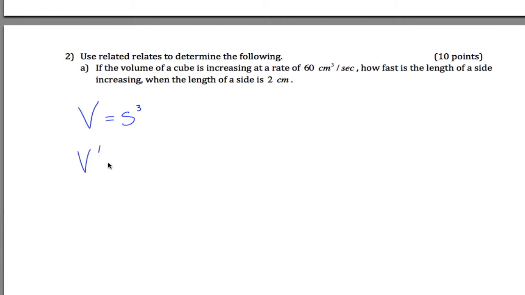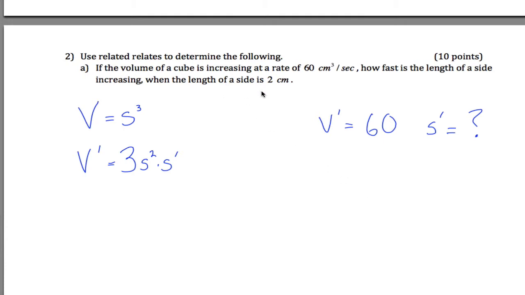The derivative of v would be v prime. The derivative of s cubed is, careful here, we'll have to use the chain rule. Taking care of the cubed part, I get 3s squared, but then I'm not done. I have to multiply that by s prime. This is the relationship for which I'll have to plug in all the numbers. If you go through and read the question, it says the volume of a cube is increasing at a rate of 60 centimeters cubed per second. So the change in v is 60. I don't care about units. What it's asking is how fast the length of a side is increasing. In other words, s prime is what we want to know for our answer.